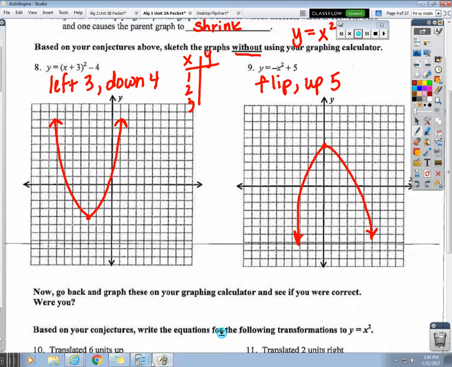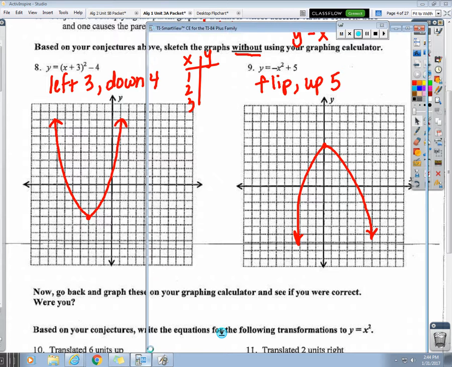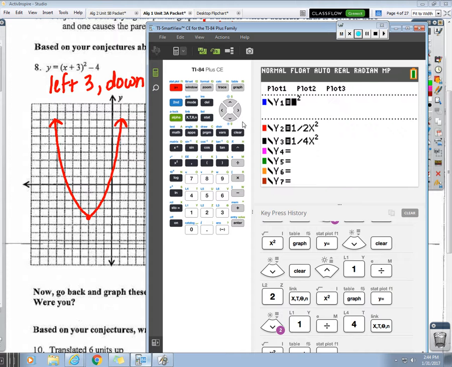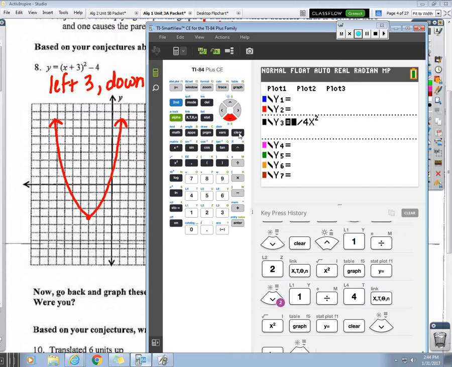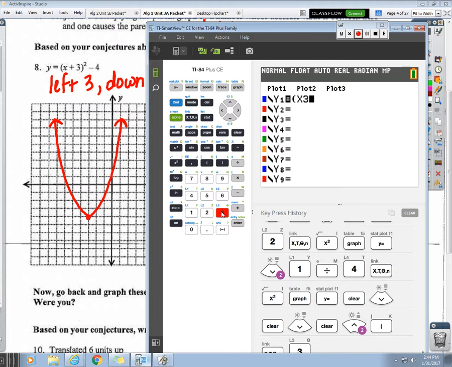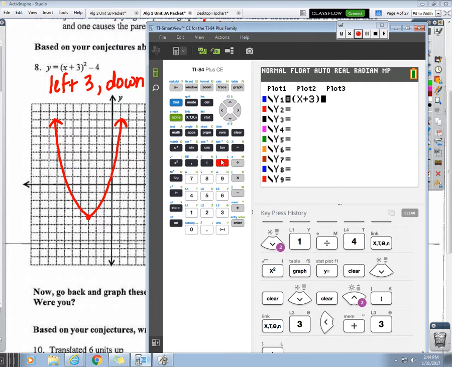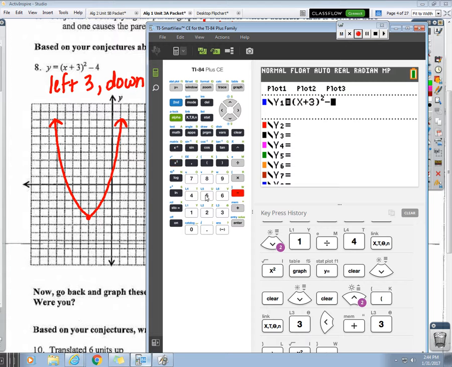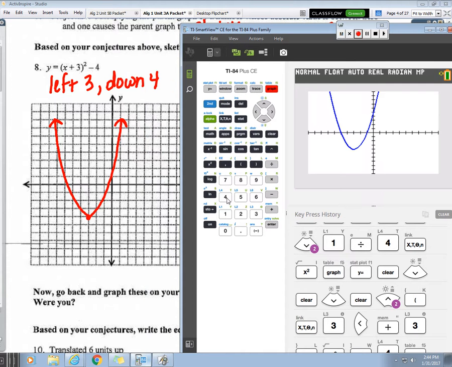Okay, now we're going to go back and graph these on the calculator and see if we were correct. So on your calculator, y equals, I'm going to clear out everything from before, and I'm going to type in parenthesis x plus 3, close parenthesis, square it, and then minus 4. Is everybody comfortable now typing that in?